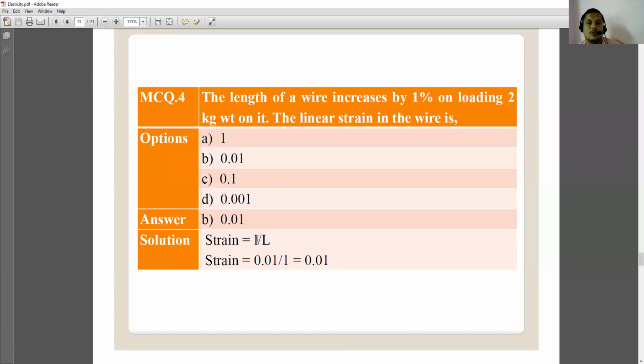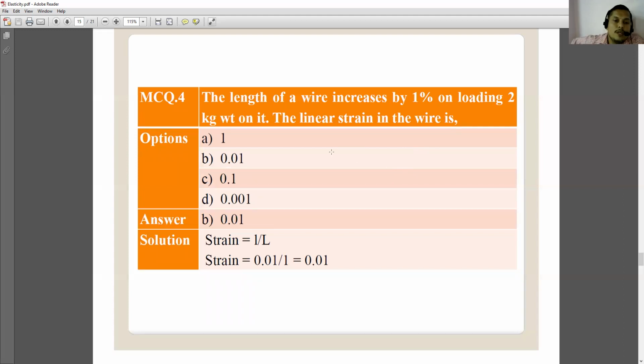Next, MCQ number 4. Now listen carefully. The length of a wire increases by 1% on loading a 2 kilogram weight on it. The linear strain in the wire is, so it is related to change in length by original length, and here it increases by 1% only.